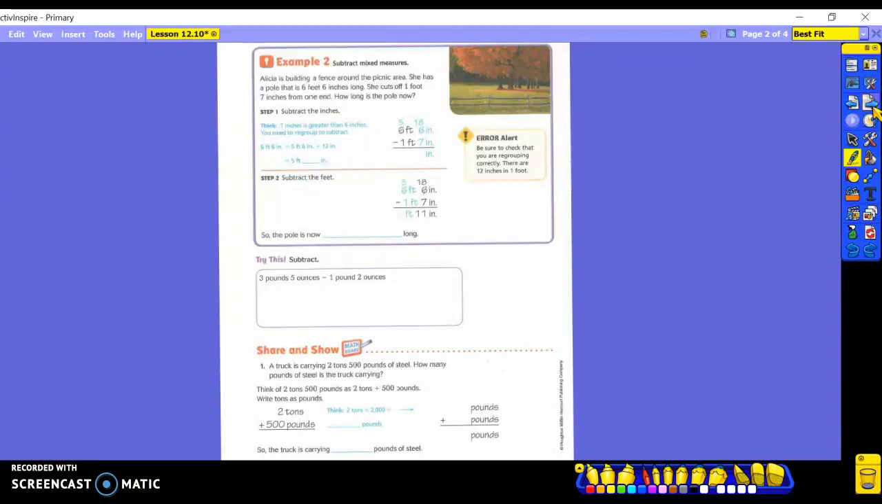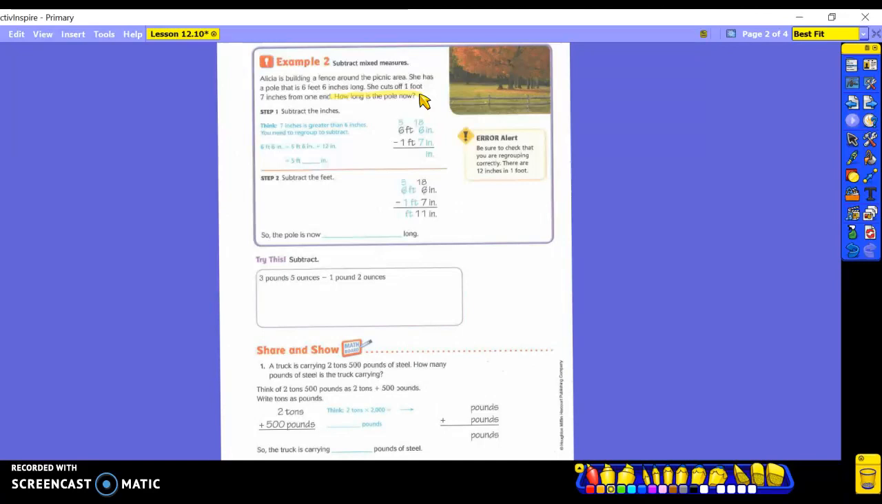So front side we added mixed measures. Now what are we going to do? Subtract them. So this problem says Alicia is building a fence around the picnic area. She has a pole that is 6 feet, 6 inches long, and she cuts off 1 foot, 7 inches from it. How long is the pole now? So there's your question. Hopefully, as you read this, you can see that she's cutting something off, therefore we are going to subtract it, right? When you read a story problem, please read it carefully so that you can figure those things out as you go.